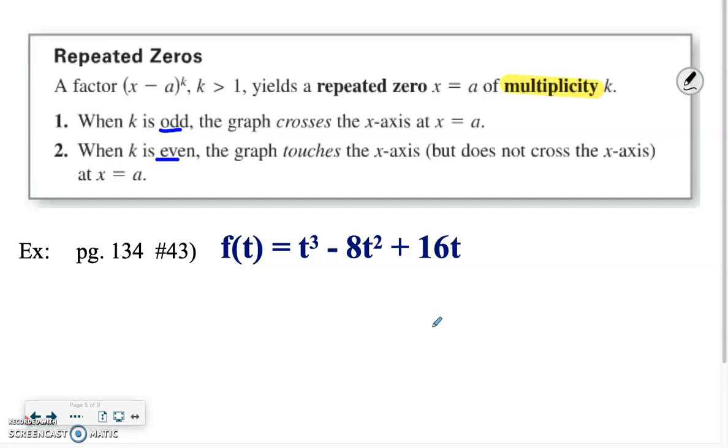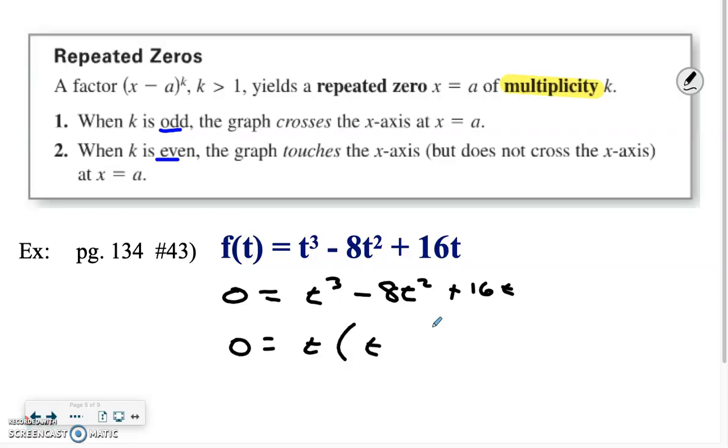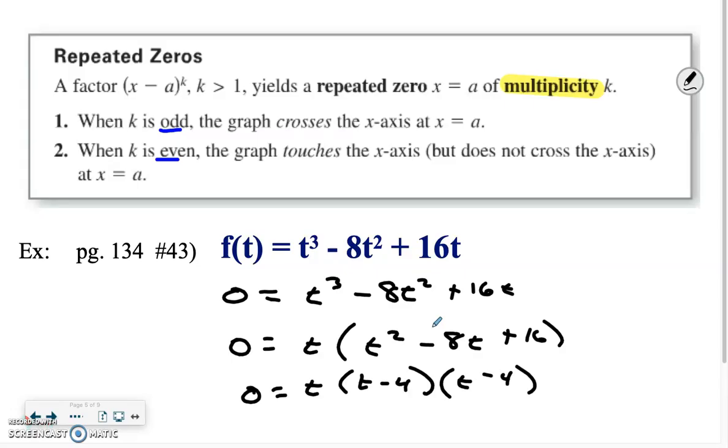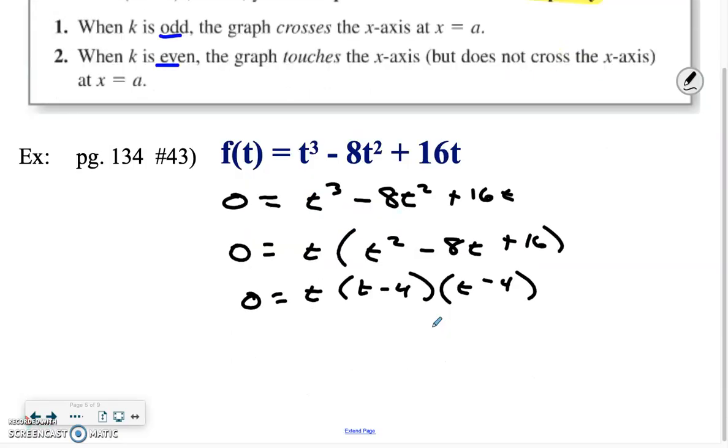Okay, so let's try that again. F of t, we're going to put a 0 in place for f of t. That equals t cubed minus 8t squared plus 16t. What can I factor out on the right side? T comes out. We have t squared minus 8t plus 16. We can factor a little bit further. Multiplies to 16, adds to negative 8. We've got t minus 4, t minus 4. So what are my zeros? Those are my factors: t, t minus 4, and t minus 4. These are my 3 factors. What are my zeros? T equals 0. T equals 4 with a multiplicity of 2.